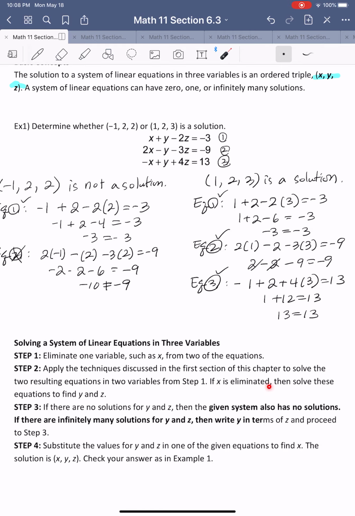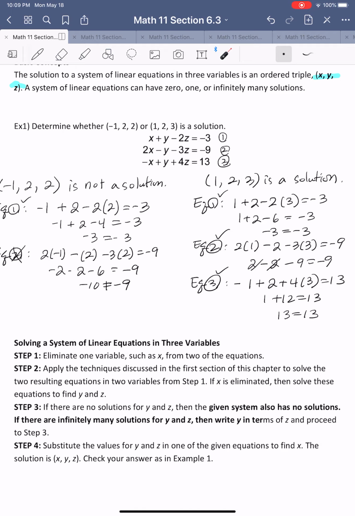If x is eliminated, then solve these equations to find y and z first. Step 3: if there is no solution for y and z, then the given system has no solution. If there are infinitely many solutions for y and z, then write y in terms of z and proceed to step 4. Step 4: substitute the values for y and z in one of the given equations to find x, and the solution is going to be an ordered triple x, y, z. And check your answer, as in example 1.